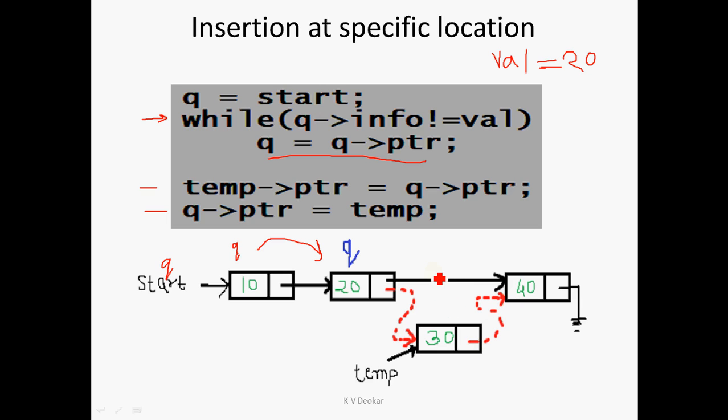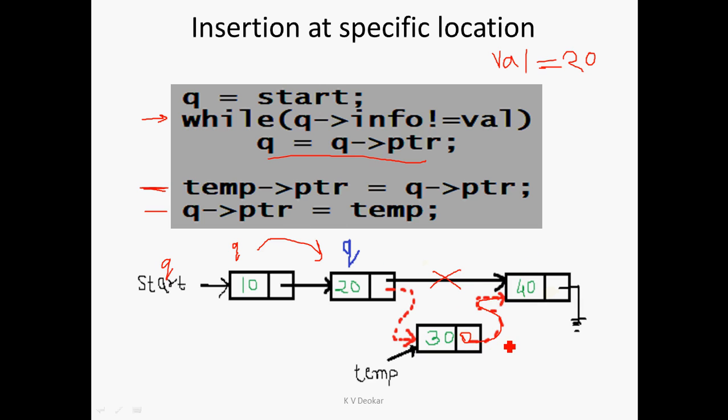This link will break now. This is the temp, and this field is temp PTR. It should point to the next of Q. So this line, temp PTR, means this field will point to Q PTR. Q next means Q PTR. The red link is nothing but this line, temp PTR equal to Q PTR. This is the temp PTR which points to Q PTR, Q's next value.